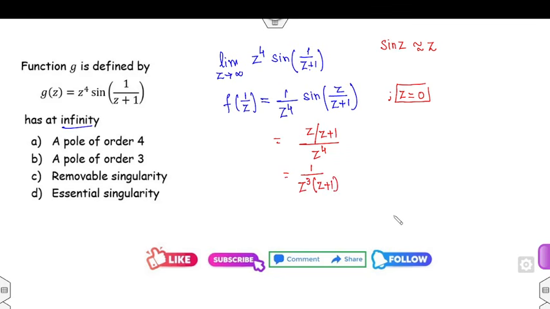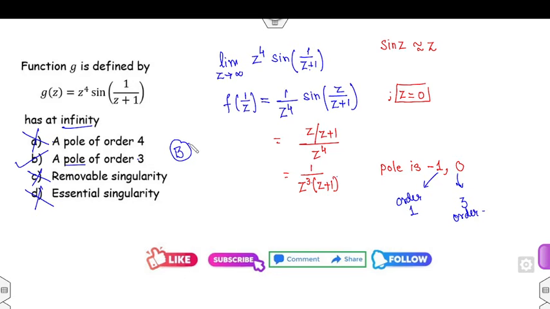z plus 1. So what is the pole? Because it's a denominator, the pole is minus 1. Pole is 0. What is the order of this? Because the power is 1. What is the pole of this? The power is 3, so the order is 3. Right? So a pole of order 3, the pole of order 4 cancels. Now once it's a pole, it can never be removable. It can never be essential. Make sure a singularity is either a pole, removable, or essential. So the right answer of this problem is B.